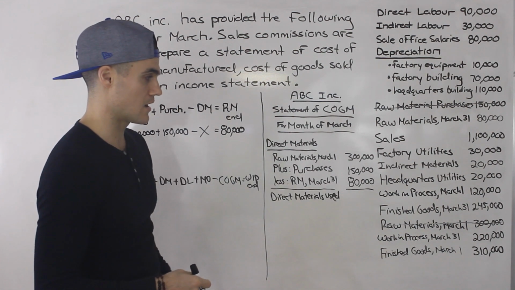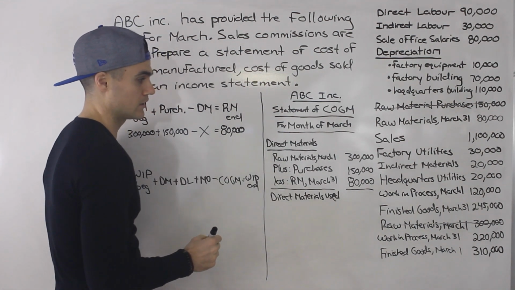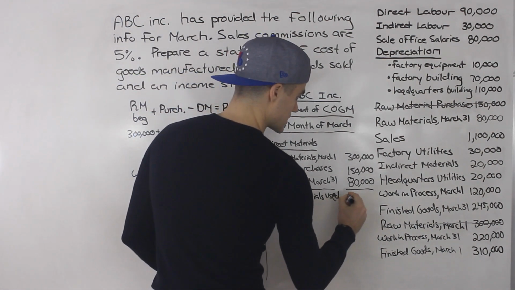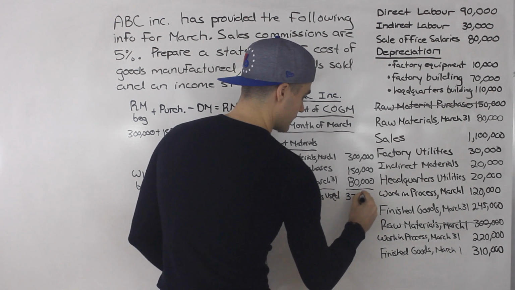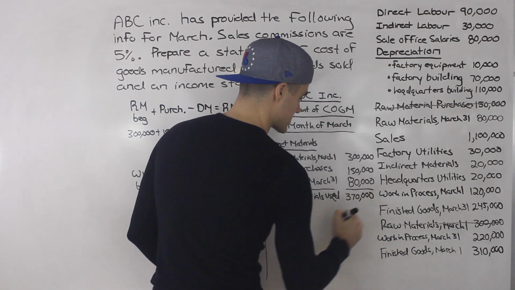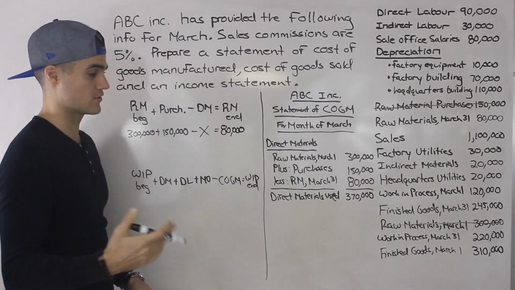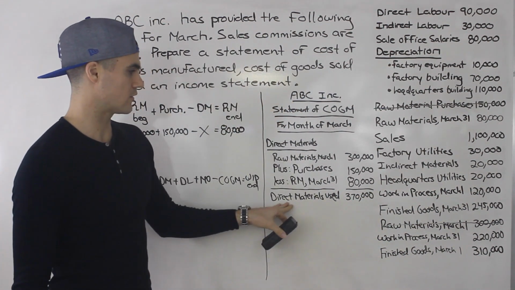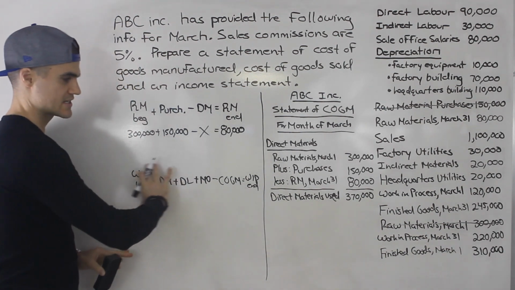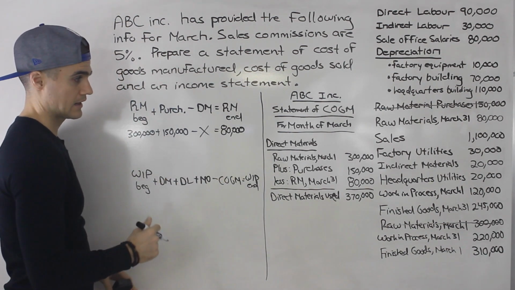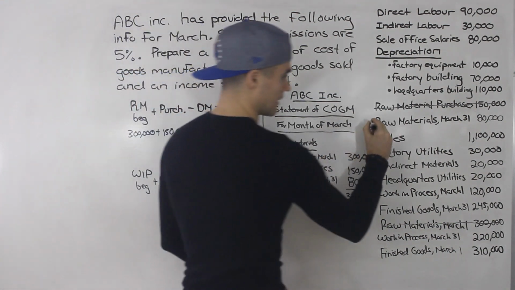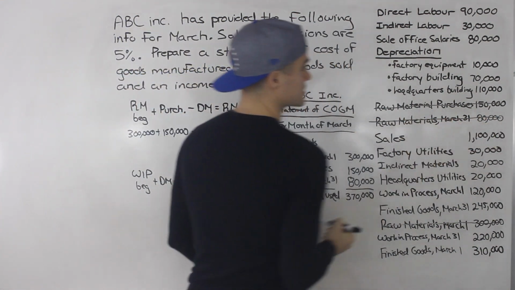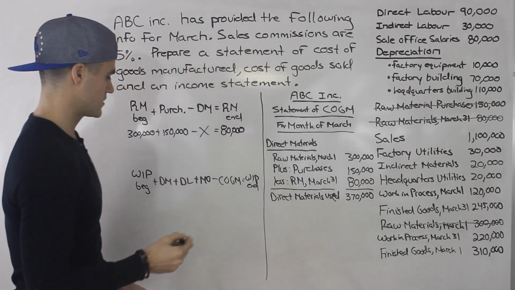Minus the 80,000, that would give us, what? 370,000 for the direct materials used. And once we're done with that over here, we move on to the second equation in the flow chart. So the raw materials at the end, I forgot to cross this out, so we already used that on the list. And so we just keep going.